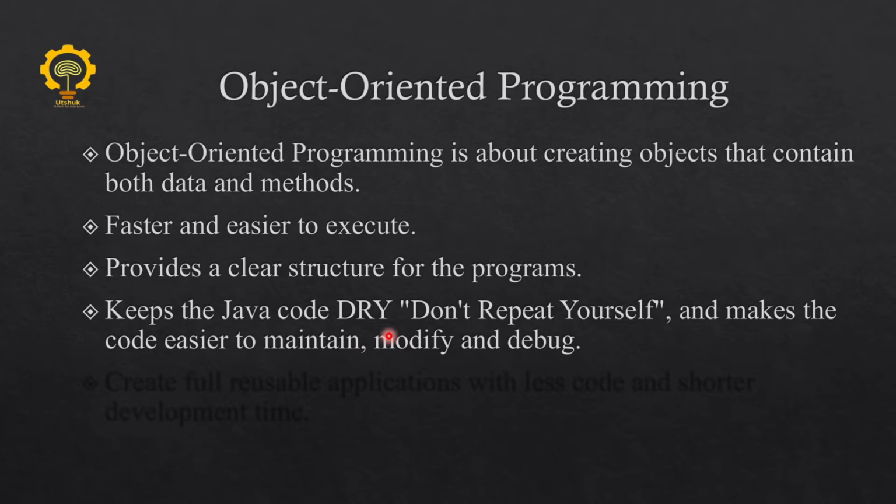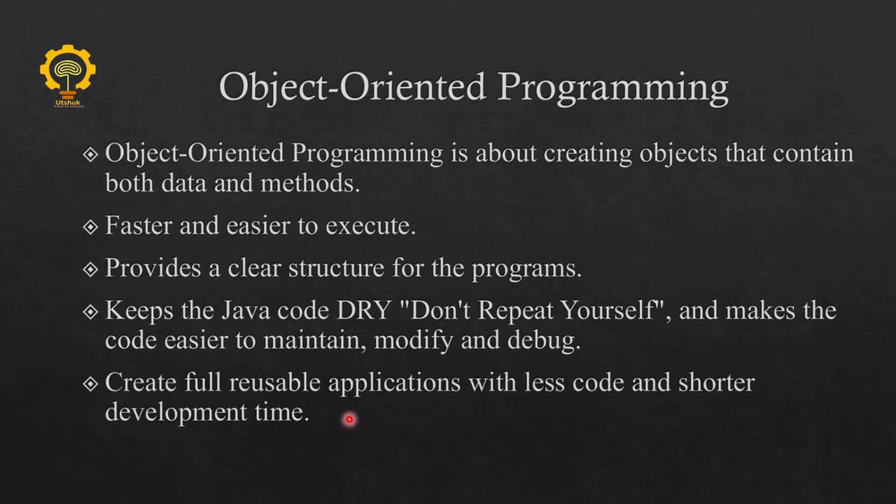Whenever we have to execute the same lines of code many times, we can use the concept of OOP, as it provides code reusability. The main concept behind OOP is that it keeps the code DRY, Don't Repeat Yourself. It makes code easier to maintain, modify and debug. So it creates fully reusable applications with less code and shorter development time. To work on large projects, we use the concept of OOP. Using OOP, we have a great advantage over the structure and usability of the code.